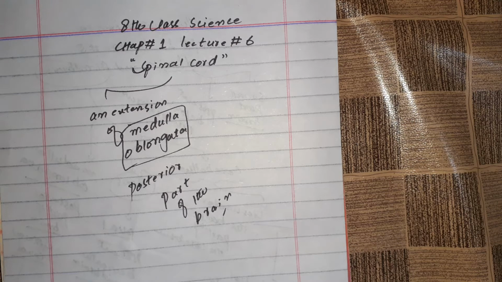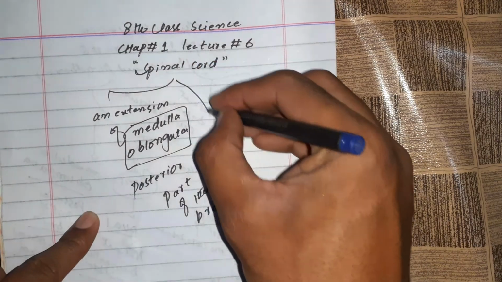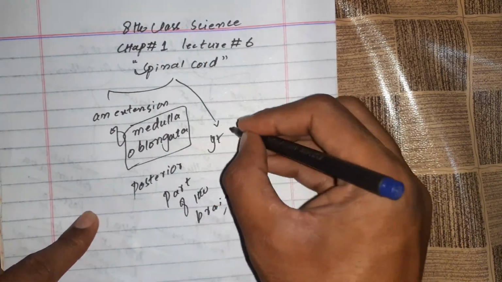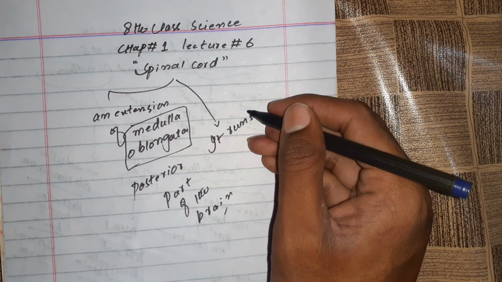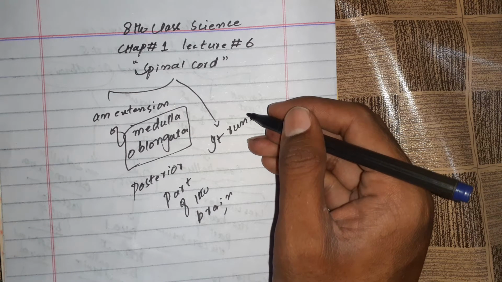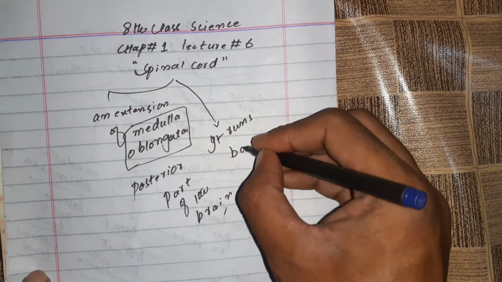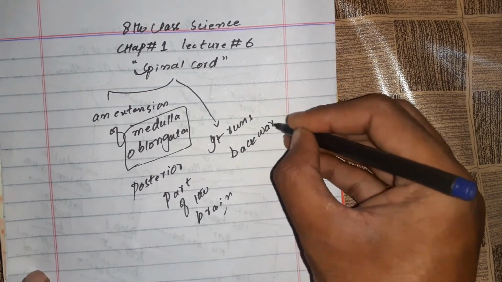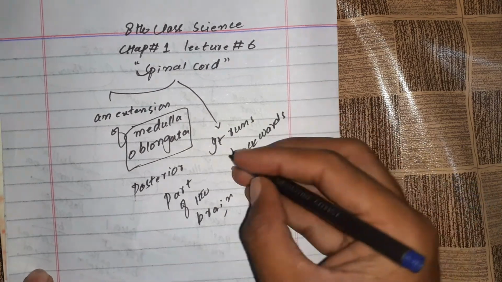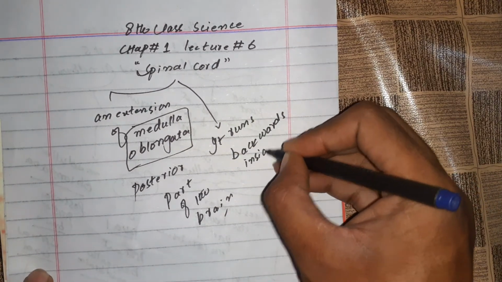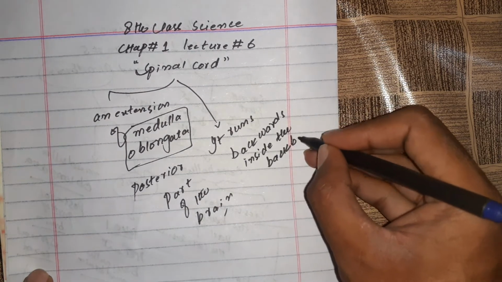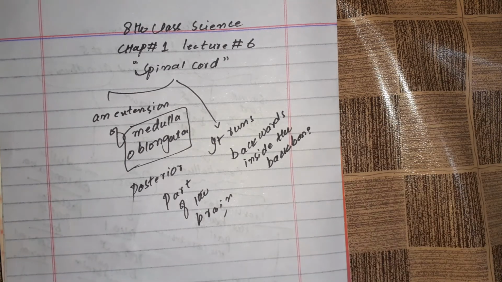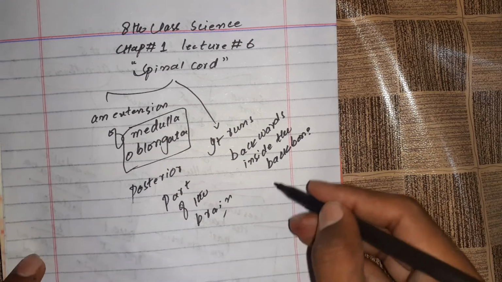Well, it runs backwards inside the backbone up to its lower end. Clear? It runs backwards inside the backbone. Clear? Well, it is also made up of interneurons.